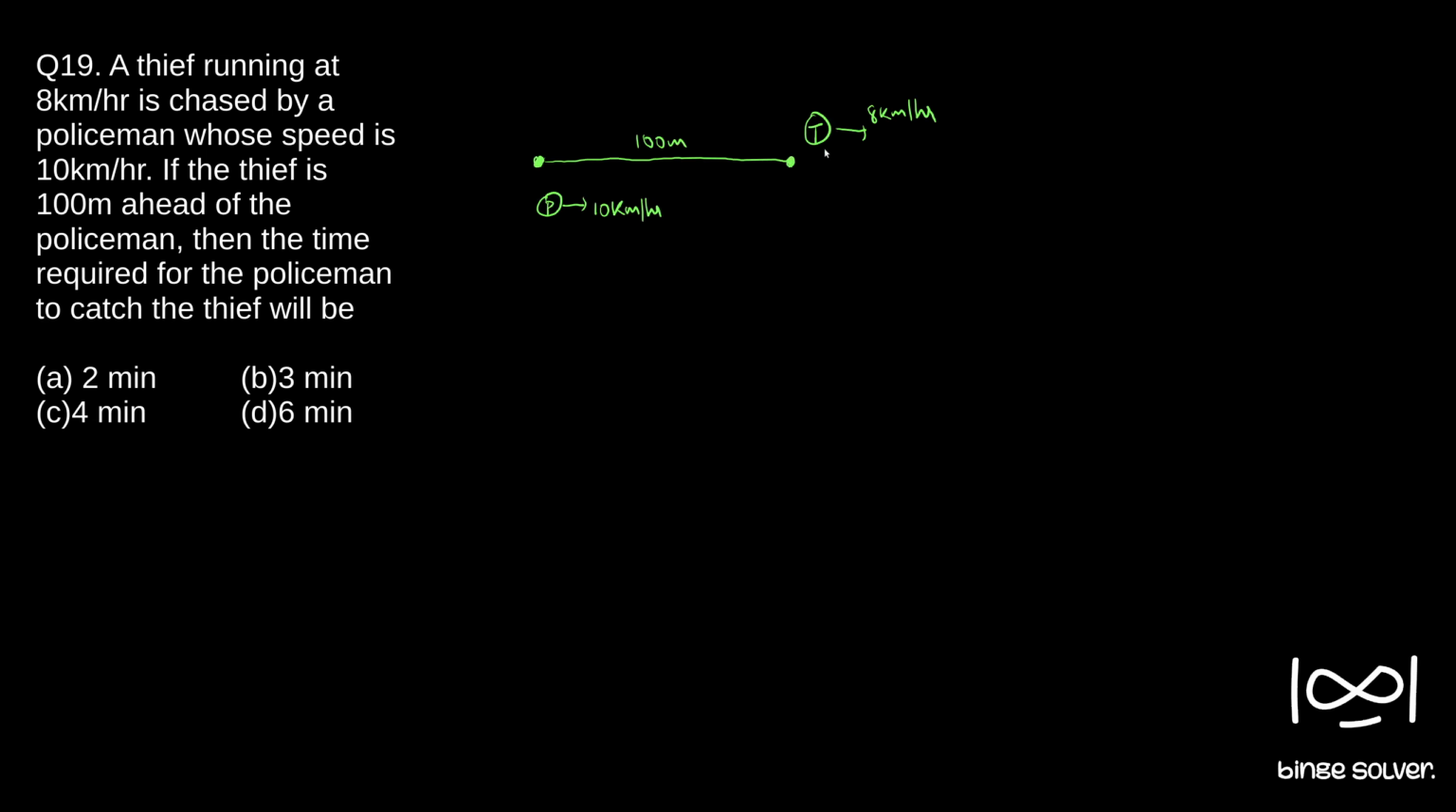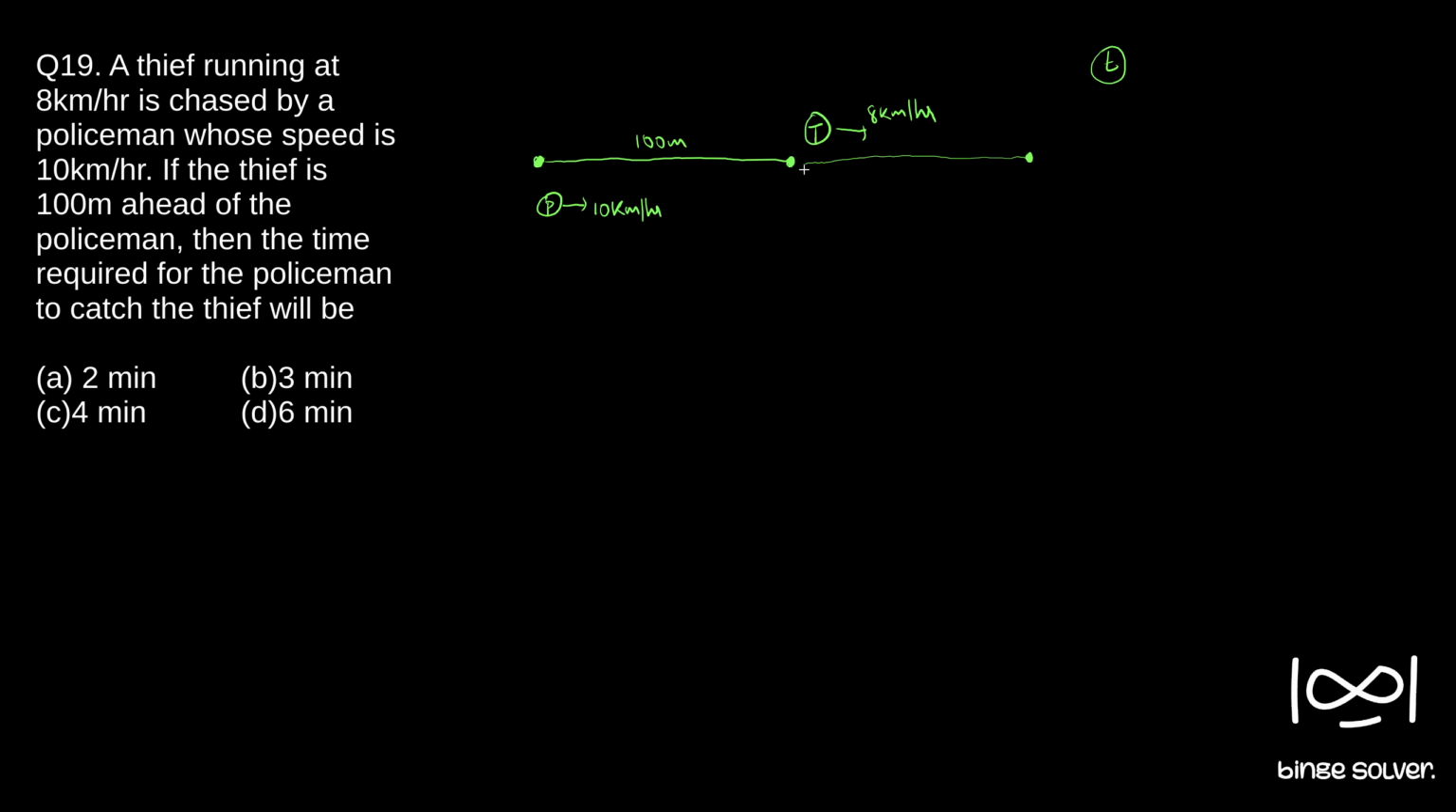There are 2 methods to solve this question. One is the normal method, where we say the policeman will catch the thief in t time. So in t time, let's say they meet here, when the thief reaches this point, the policeman also catches up and reaches here. Let's say the time taken is t.